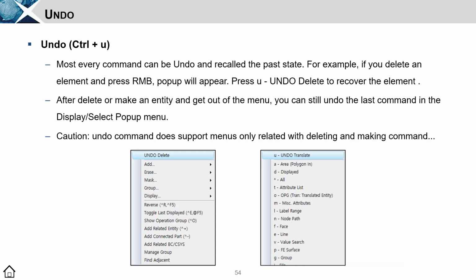Most every command can be undone to recall the past state. For example, if you delete an element and press the right mouse button, a pop-up menu will appear. Press Undo Delete to recover the element. After you delete or make an entity and get out of the menu, you can still undo the last command in the display or select pop-up menu. Caution: the undo command only supports menus related to deleting and making commands.